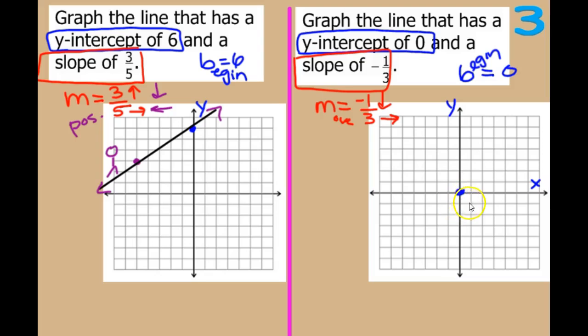So down 1, and 1, 2, 3 to the right. Down 1, 1, 2, 3 to the right. Or the opposite would be, instead of down and right, we could go up 1 and to the left. So up 1, 3 to the left, up 1, 3 to the left, and draw your line through it. Put arrows on the ends.